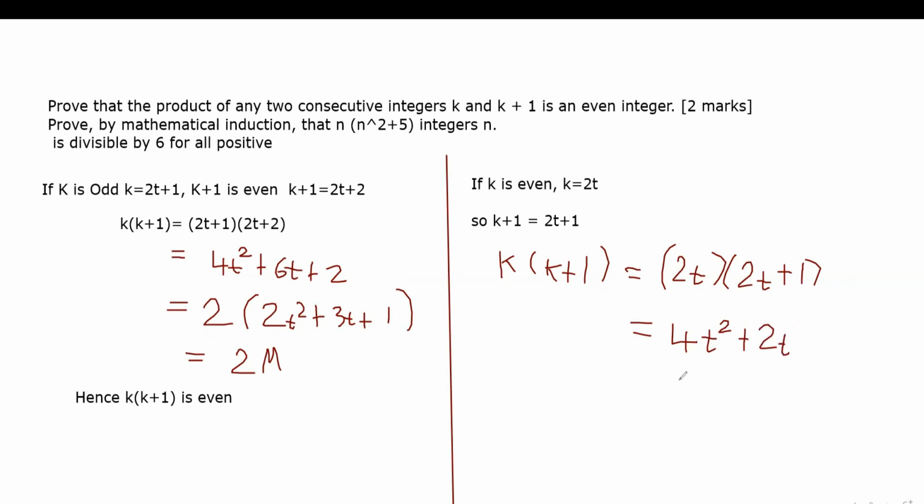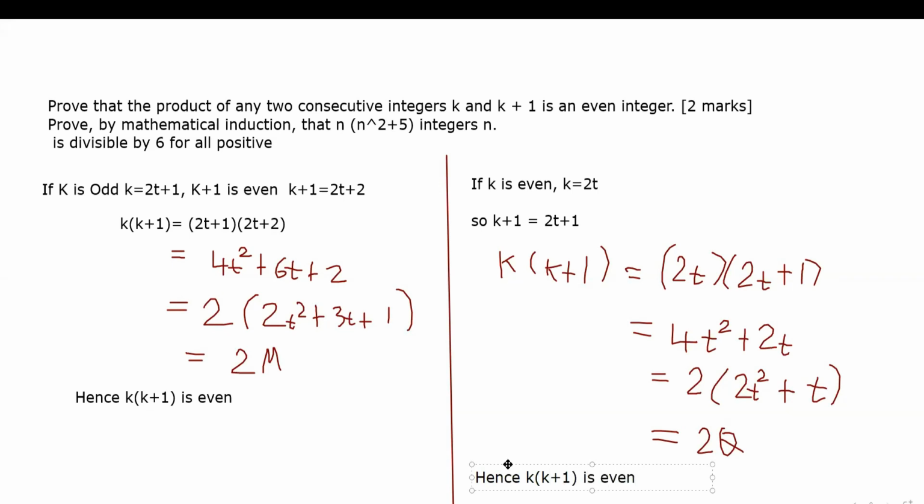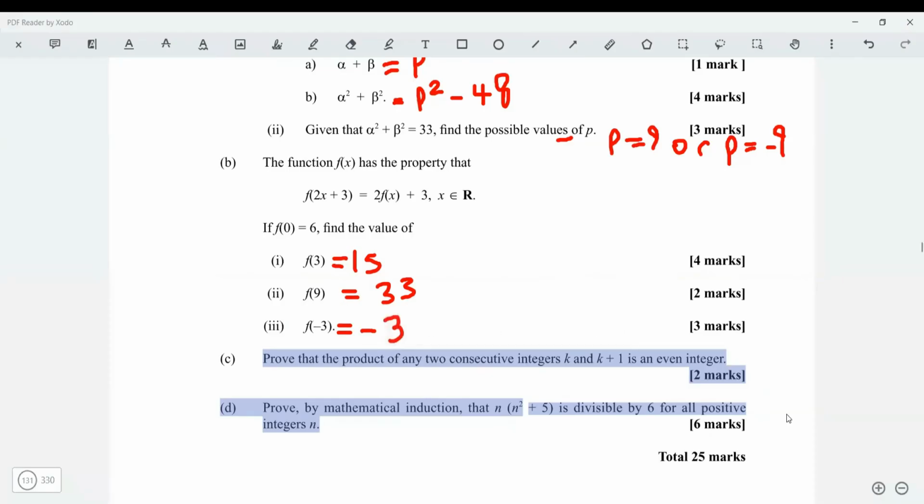All right, then we can factor out the number 2, Marika. We end up getting that it is equal to 2 times 2t squared plus t. We can call 2t squared plus t some number q. So k times k plus 1 is 2q. And so hence, k times k plus 1 is even. Cool with this? Yes, sir. Nice. So that's it, Marika.